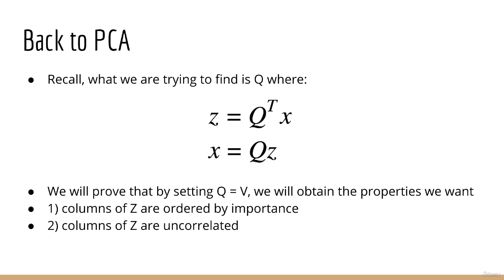Now that we've done all the groundwork, the rest of this lecture will be easy. All we have to do now is prove that using this choice of Q will lead to the properties of Z that we discussed earlier. Just as a reminder, each column of Z, which is a factor, is ordered so that the most important factors are on the left and the least important factors are on the right. Furthermore, each column of Z is uncorrelated with the others. That is to say, the factors are not redundant.